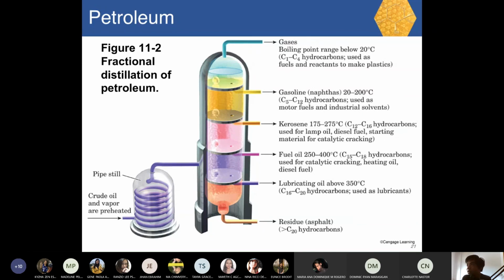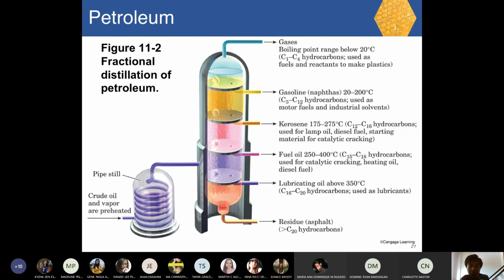Okay? So, paano nila pinupurify yung petroleum? So, ganito lang, no? This is the concept of distillation wherein if you boil your compound, di ba may certain boiling points yung compound depending on the intermolecular forces, di ba? The stronger the intermolecular forces, the longer it takes para mag-boil siya or the higher temperature siya bago mag-boil.